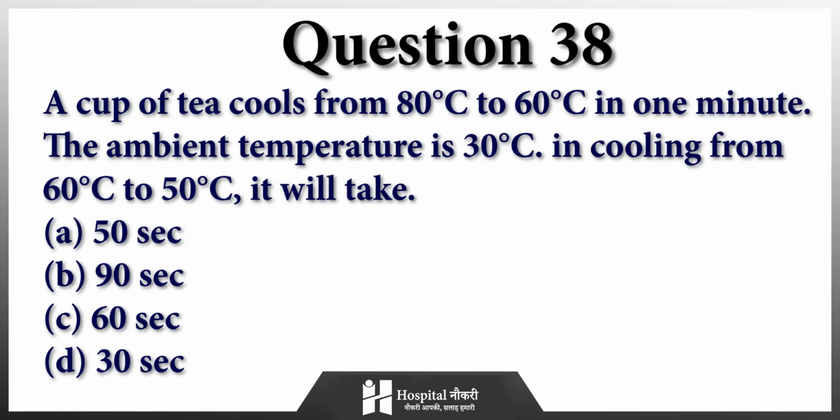Next question is, a cup of tea cools from 80 degrees centigrade to 60 degrees centigrade in 1 minute. The ambient temperature is 30 degrees centigrade. In cooling from 60 degrees centigrade to 50 degrees centigrade, it will take 50 seconds, 90 seconds, 60 seconds, or 30 seconds. The correct option is it will take 50 seconds.